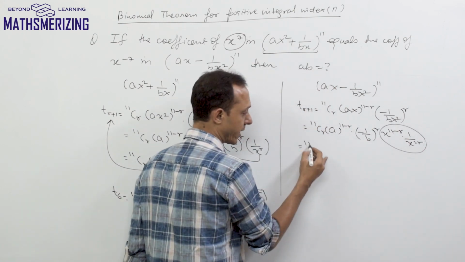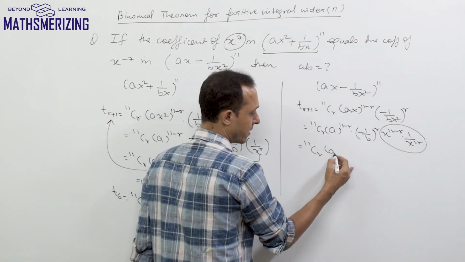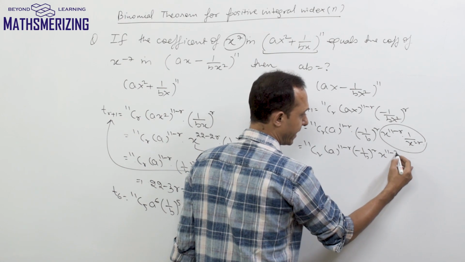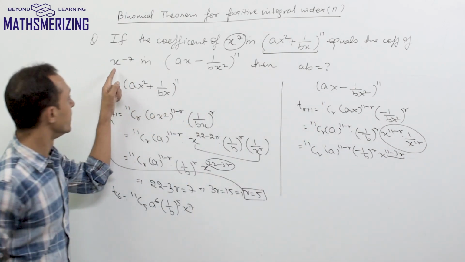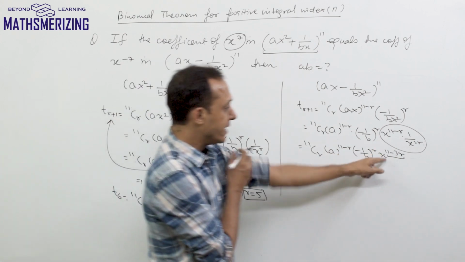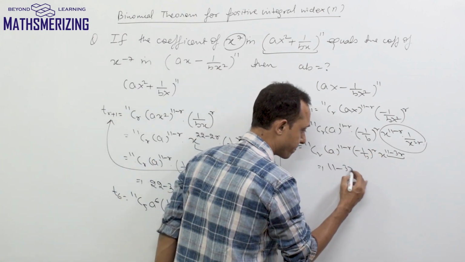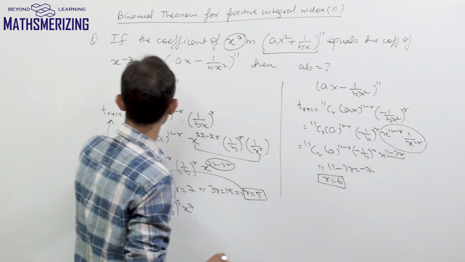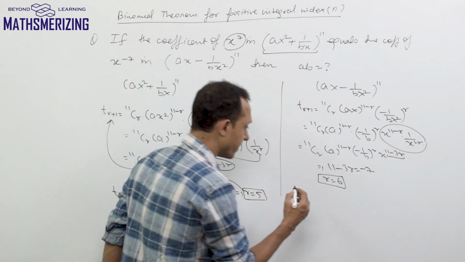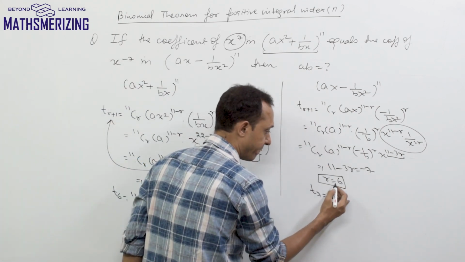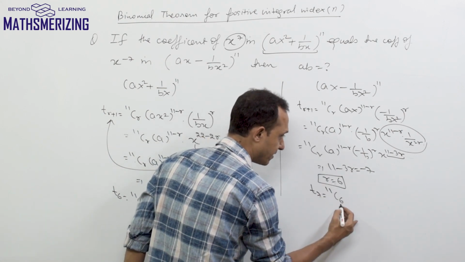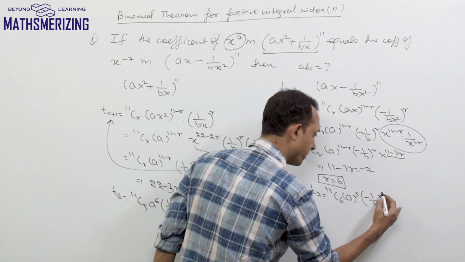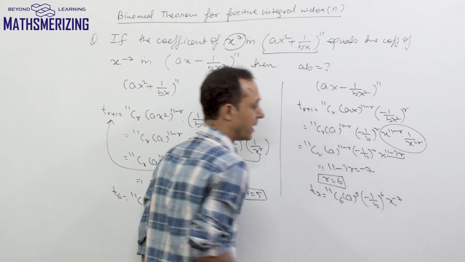I'll take this x together. So I can write 11Cr a to the power 11 minus r, minus 1 upon b to the power r, and it will be x to the power 11 minus 3r. Now in this case, I need to find the coefficient of x to the power minus 7. So I need to compare this value, which is 11 minus 3r, with minus 7, and I'll get the value of r as 6. So the coefficient of x to the power minus 7 will appear with its 7th term. And if I put the value of r as 6, I'll get 11C6 a to the power 5, minus 1 upon b to the power 6, and this is x to the power minus 7.